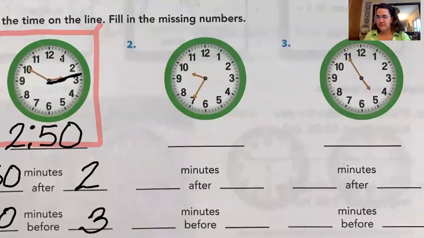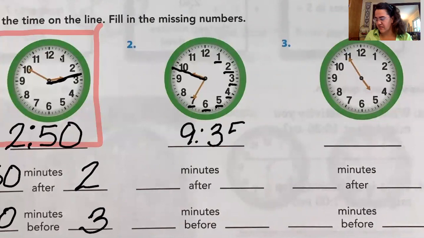Okay, let's look at our hour hand first, right? Hour hand first. It's between the 9 and the 10. So our hour is 9. And the minute hand's pointing right down here at the 7. Who can remind me, what is the 7 on the clock minute-wise? Let's count by fives. Ready? We have 5, 10, 15, 20, 25, 30, 35. So this clock's showing us that it's 9:35.